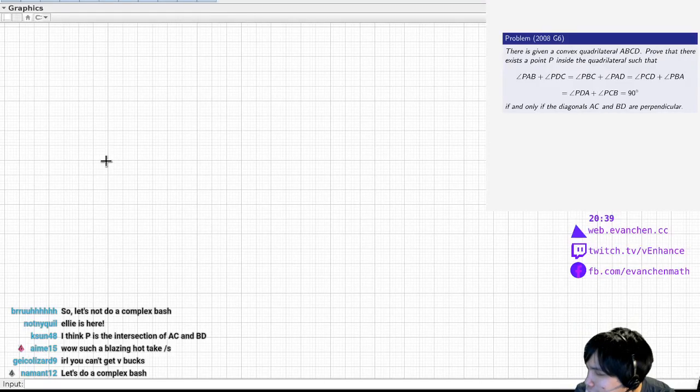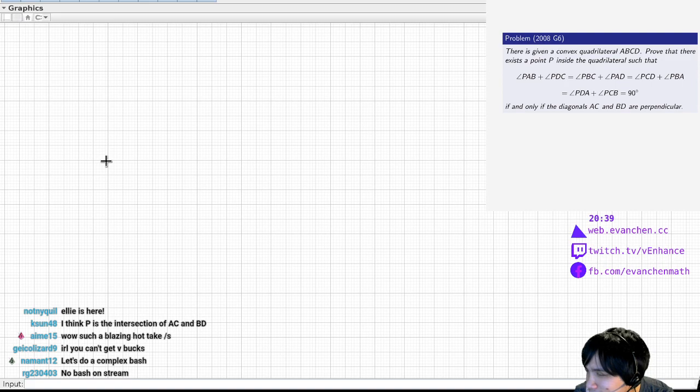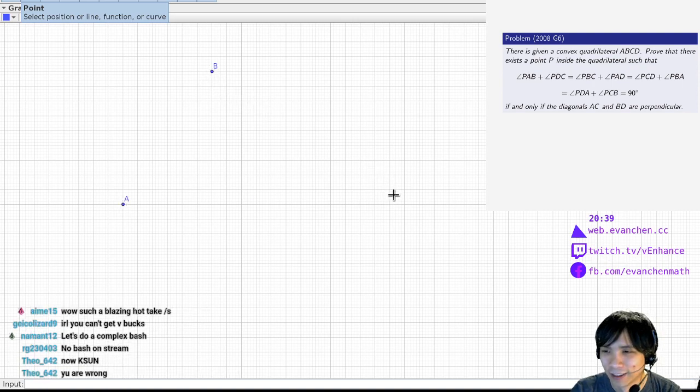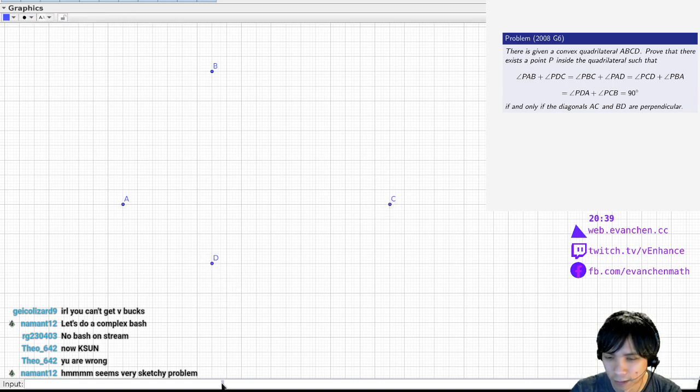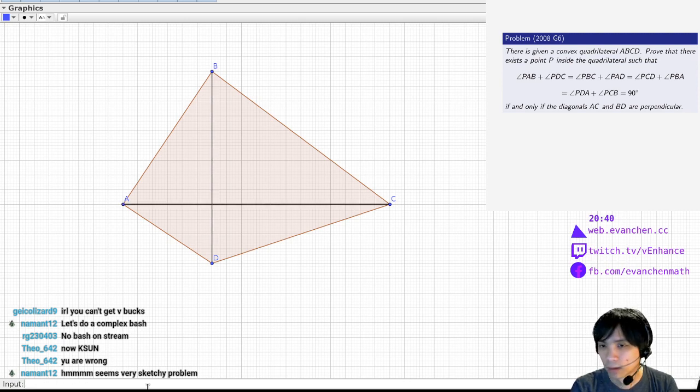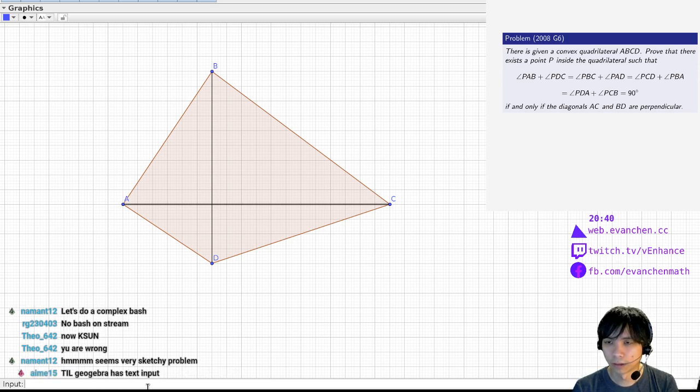All right, except it's a condition problem, so I have to actually... Okay. This is the kind of problem that's not easy to do in GeoGebra, which is not great for me. Okay, here we are. Let ABCD be convex. Okay, and then BD is segment BD, and AC is segment AC. Okay, so it wants angle PDC plus angle PAB. Can I just take the isogonal conjugate of the intersection of the diagonals?